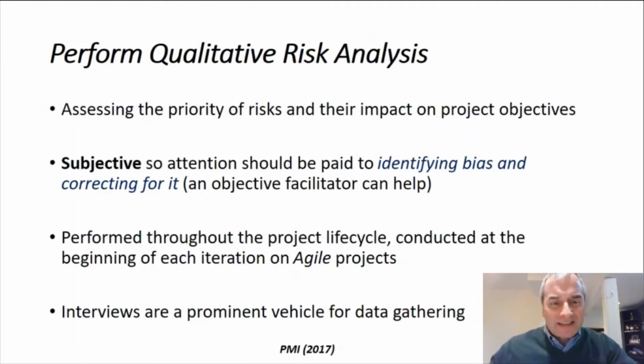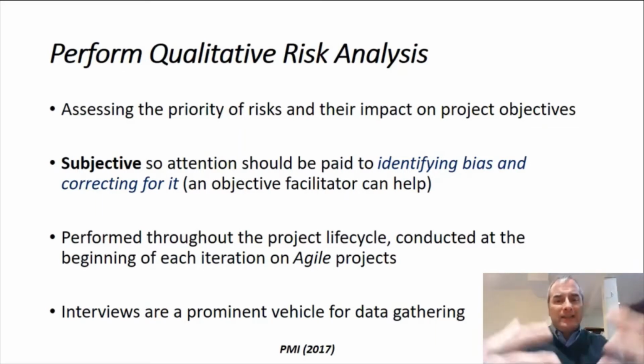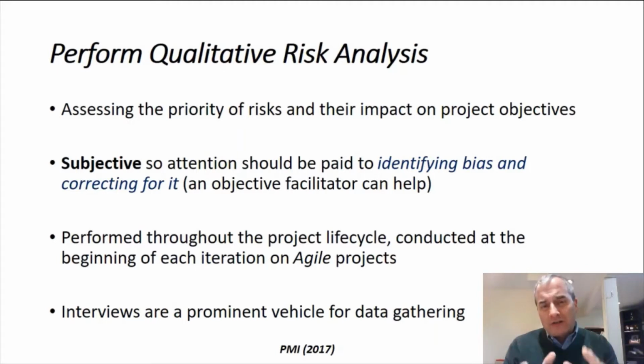Qualitative risk analysis is assessing the priorities of risks and their impact on the project objectives. Qualitative risk analysis is subjective, so attention should be paid to identifying bias and correcting for it. It's so important. We all have our own ways of perceiving things, and the filters are the result of the sum total of our experiences, and that leads to bias.